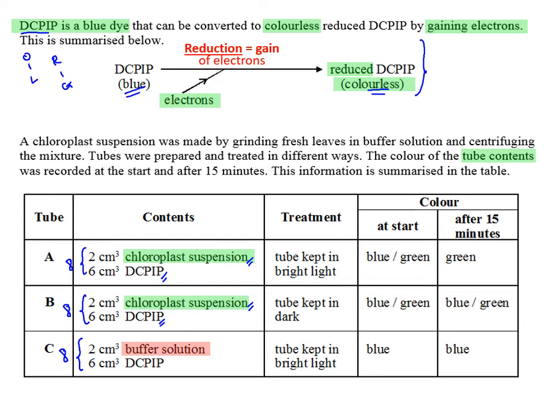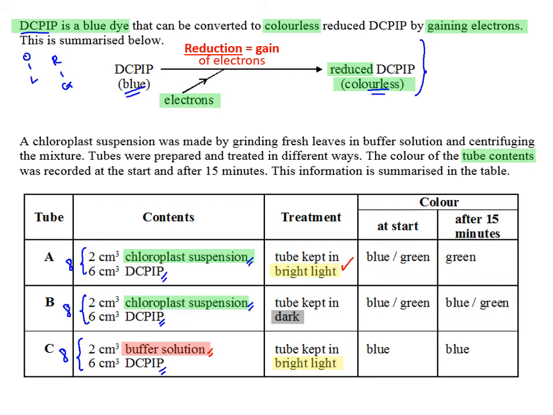Now in tube C, we do have DCPIP, the artificial electron acceptor, but we also have a buffer solution in place of the chloroplasts. So this is going to be our control experiment because there are no chloroplasts, only a buffer solution in its place. Now, we can look at the treatments given to these 3 tubes A, B and C. We can see that tube A was placed in bright light. So we know we are going to get photosynthesis here because we've got intact chloroplasts. We've got visible light, white light, that has all the different colours of visible light within it.